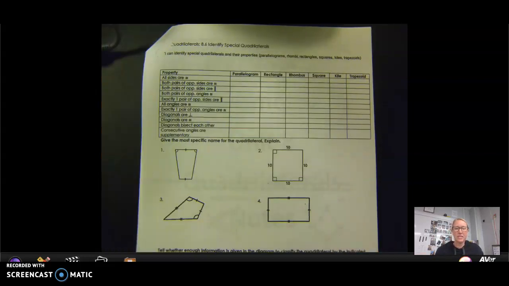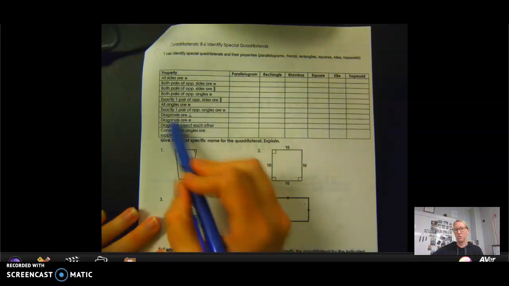Okay, so this is 8.6, identifying special quadrilaterals. So we're going to take all of our knowledge of all of Unit 8 and condense it into this section and make sure that we understand all these different figures. So what I want for you to do first is pause me and fill out this table.